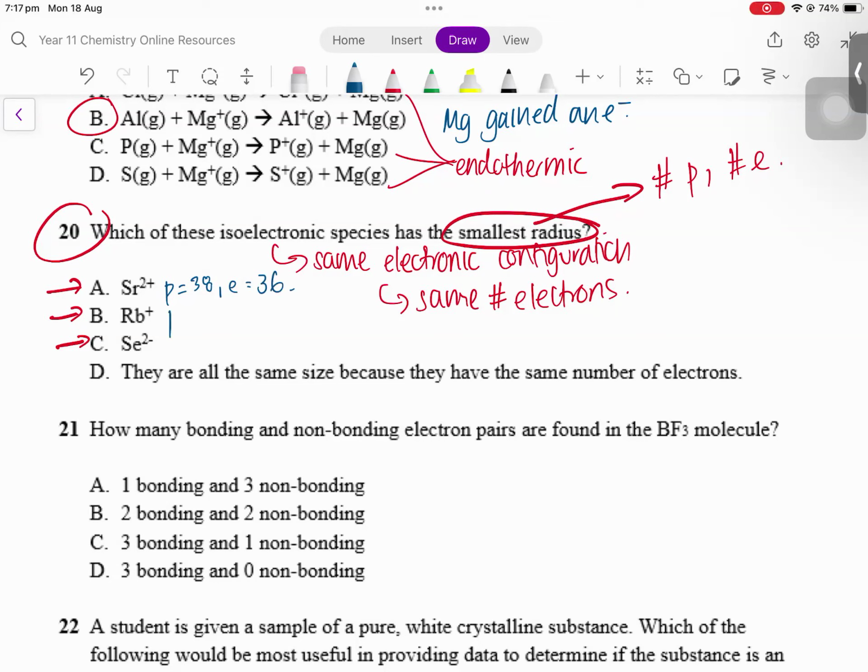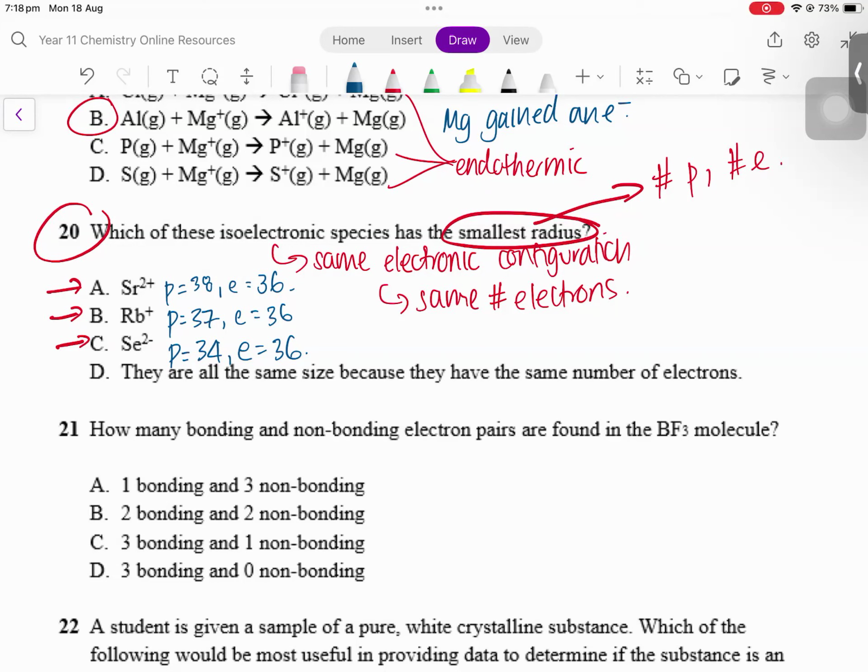Rubidium, Rb, how many protons from the periodic table? 37. It only lost 1 electron. It's a +1 charge. Number of electrons is also 36. Good. And then Se, protons, 34. And then a 2 minus charge actually means that it gained 2 electrons. So 34 plus 2 will give you 36 electrons as well. Exactly. Okay, good.